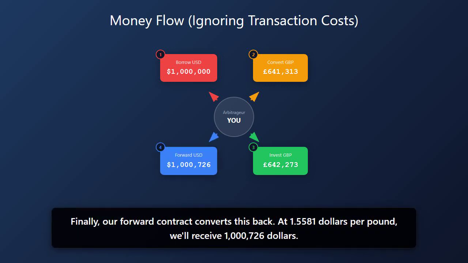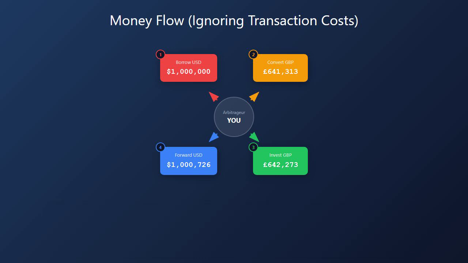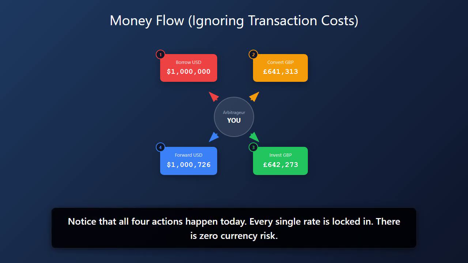Finally, our forward contract converts this back. At $1.5581 per pound, we'll receive $1,726,000. Notice that all 4 actions happen today. Every single rate is locked in. There is zero currency risk.